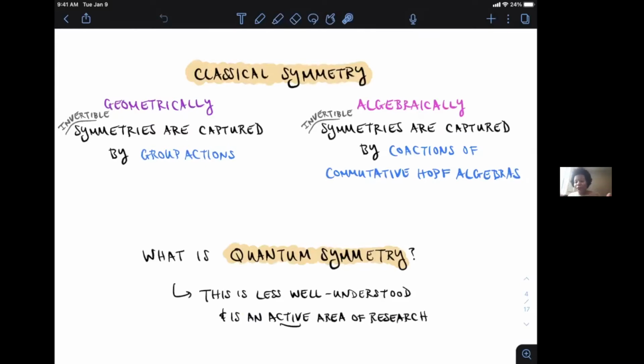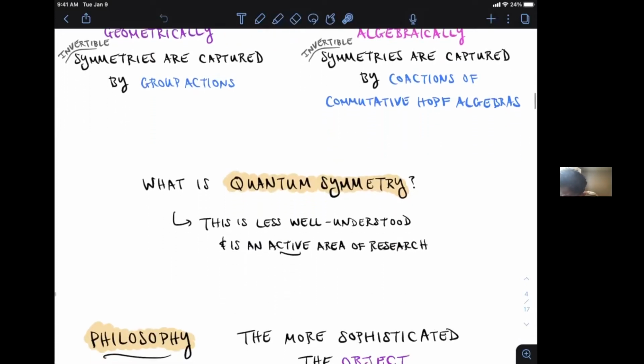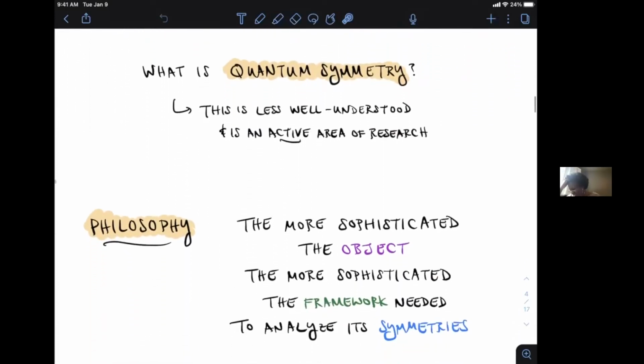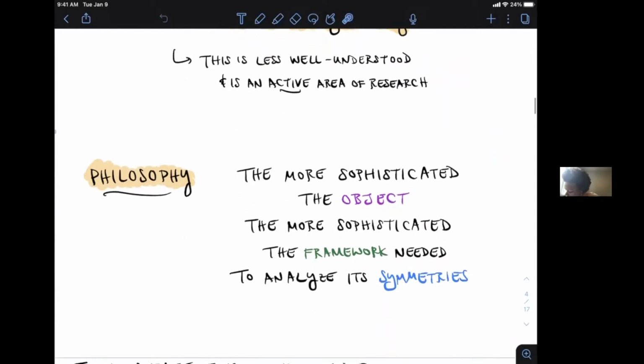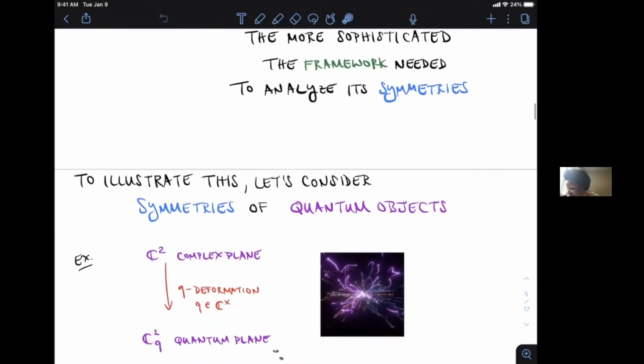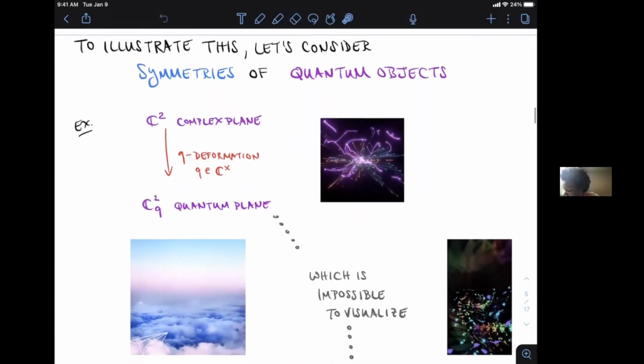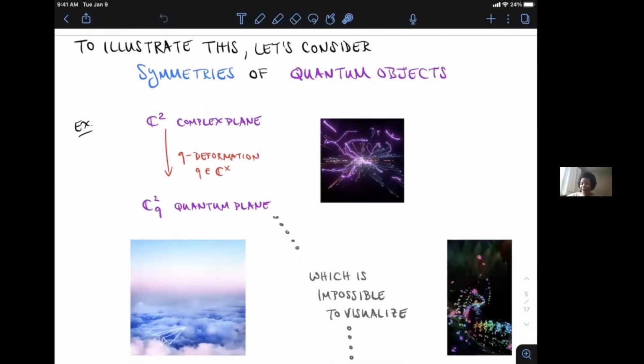Okay, so I'll delve into this algebraically, and hopefully I'll convince you that we need to work beyond group actions in order to understand symmetry. So let's keep going. The basic philosophy is that the more sophisticated the object that we're studying, the more sophisticated the framework we need in order to capture its symmetries. That's the takeaway. So in order to at least get a start into quantum symmetry, I just want to talk about one example and just work it to the max.